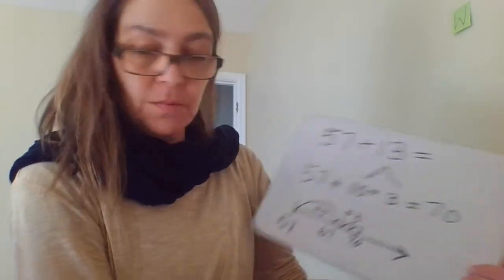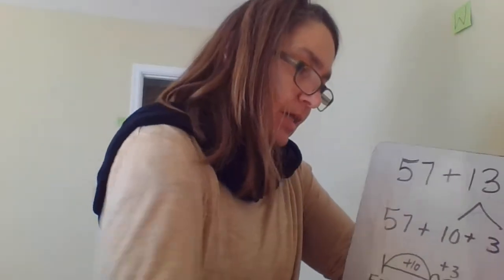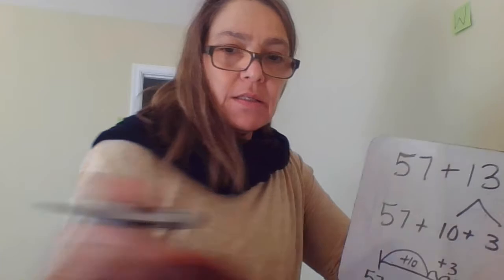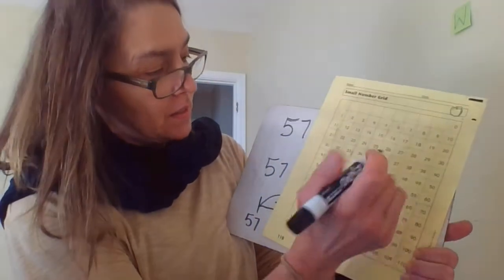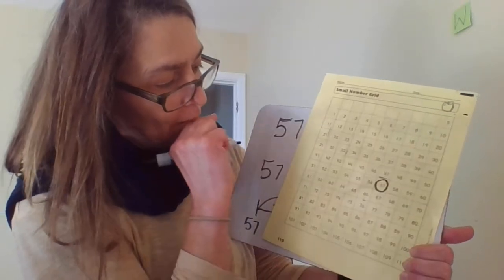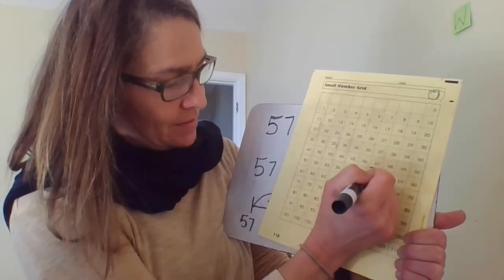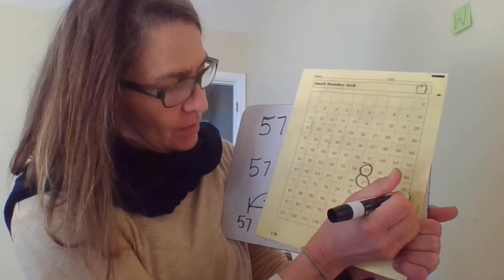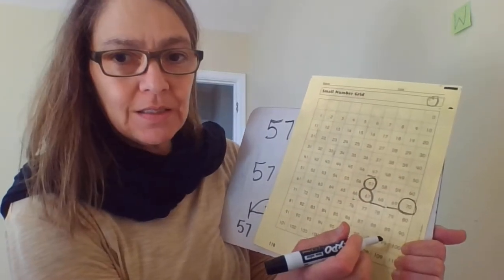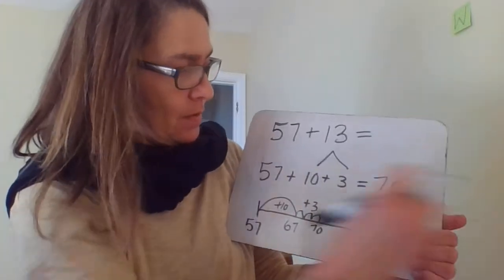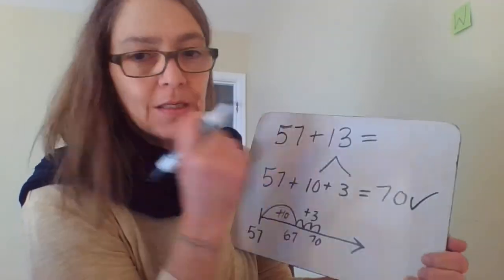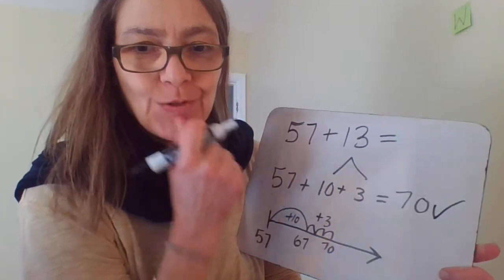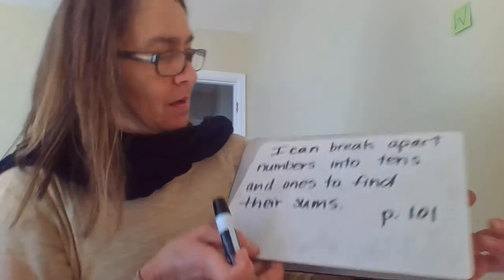So now I'm going to go to my number grid, and I forgot to erase that. Let me erase it from the previous one. And I'm going to double check 57 plus 13. I'm going to find 57. And I'm going to add 10. And I get 67. And then I add 3 ones. 1, 2, 3. And I end up with 70. That's what I got here, 70. So this is correct.